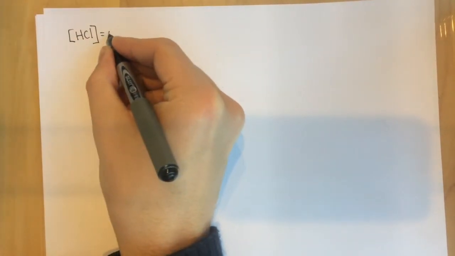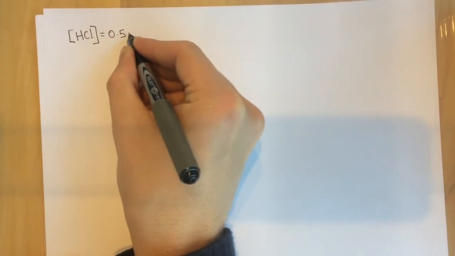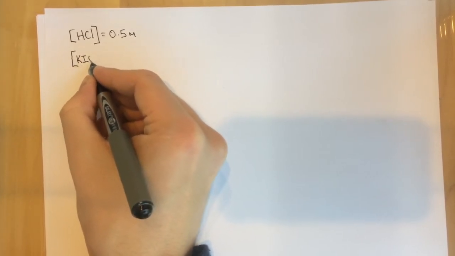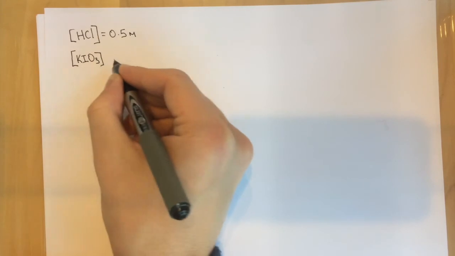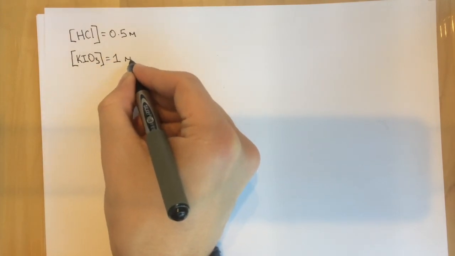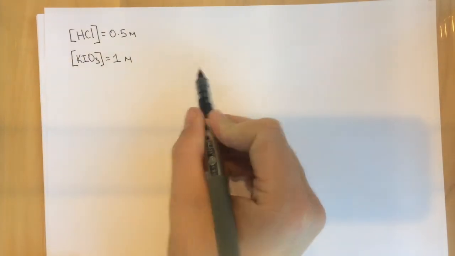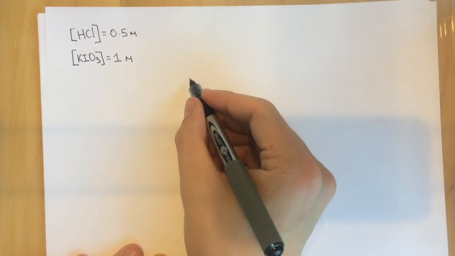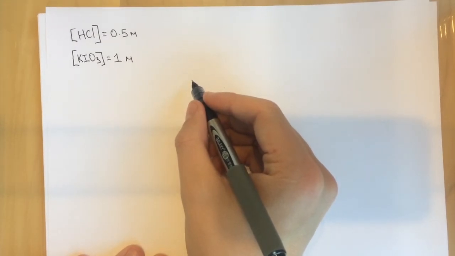So now we're going to flip to another page, and here we are once again going to write our concentrations. So here we have 0.5 HCl, and our concentration of KIO3 is 1. Now it is important to remember that these concentrations are our initial concentrations and not the concentrations when the reaction is at equilibrium.